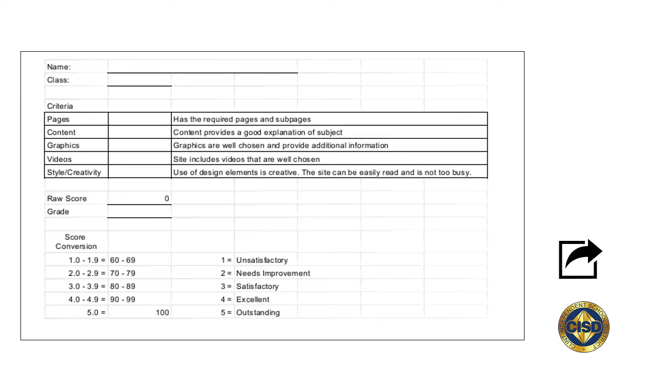I open the Google Sheet and make a copy. I name the copy with the student's name. I enter the score between 1 and 5 for each criteria, with 1 being unsatisfactory and 5 being outstanding. The Google Sheet automatically calculates a raw score. The bottom of the sheet shows the 5 possible scores, the score conversion, the raw score, and the grade.